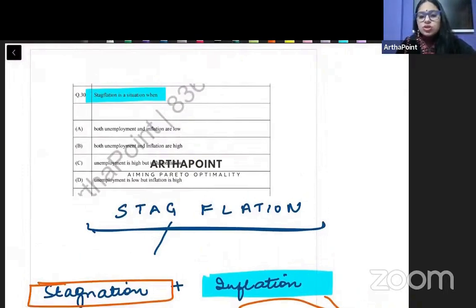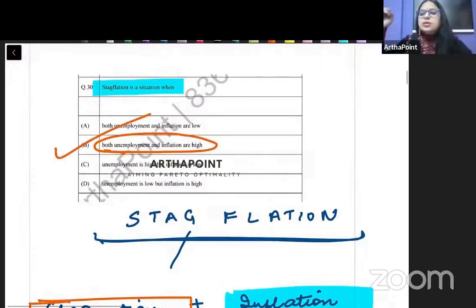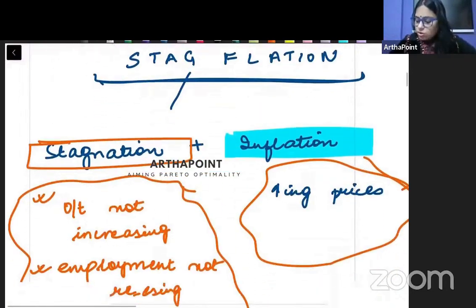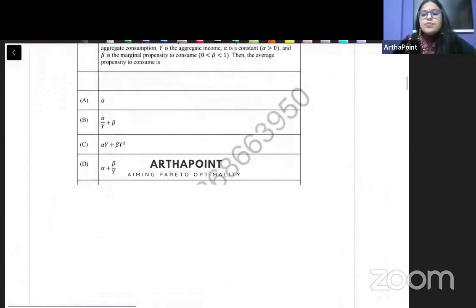Let's look into the question now. So this says, what is a stagflation? So stagflation means you should have high unemployment, high prices. So the correct answer to this question will be B. Unemployment is high and prices are also high. Right, beta? Okay, beta, come to the next question.